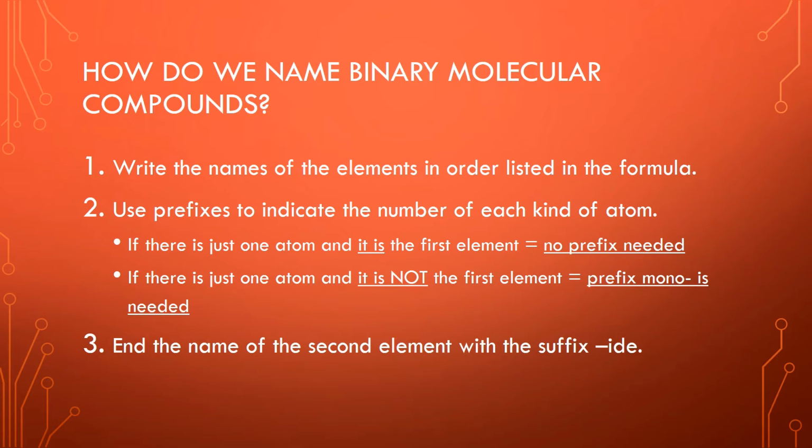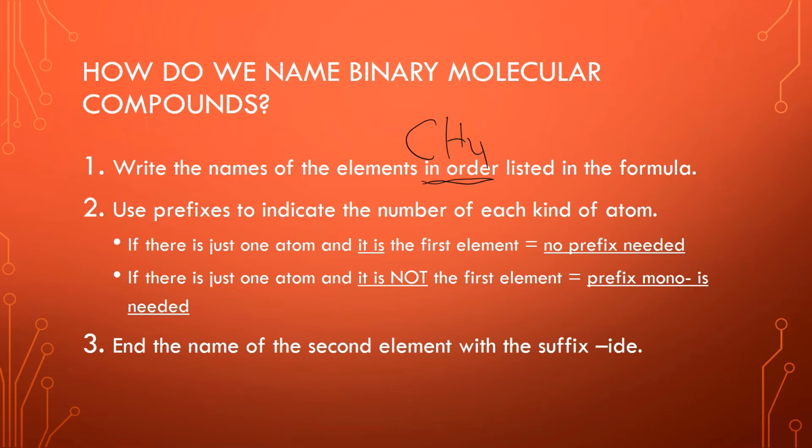How do we actually name binary molecular compounds? There are 3 steps. So first step, you write the name of the element in order listed in the formula. Remember, you have to go in order of what's listed. So if you have CH4, the carbon is going to come first in your name.